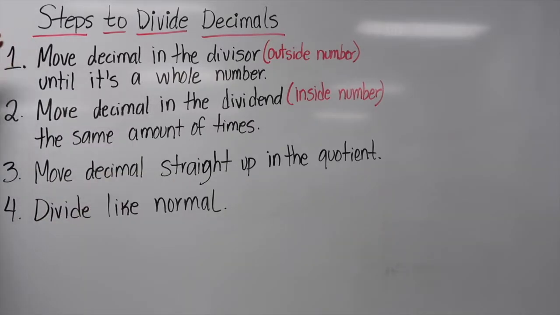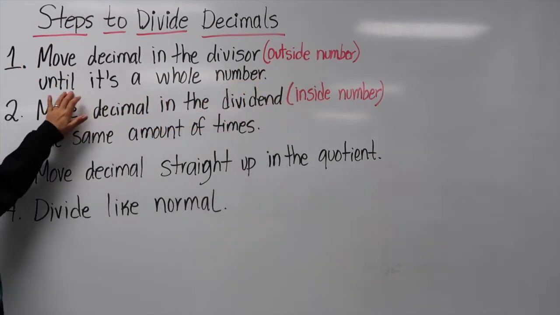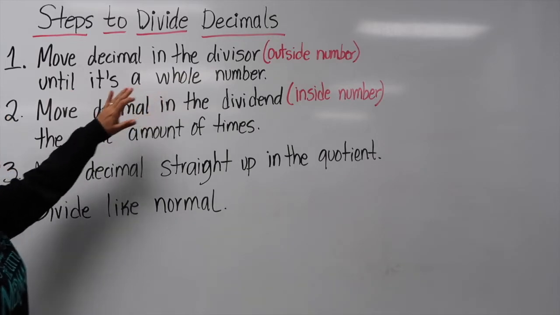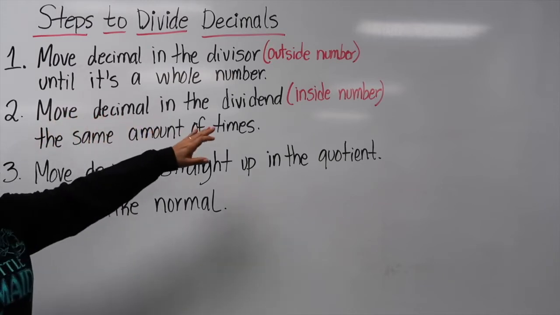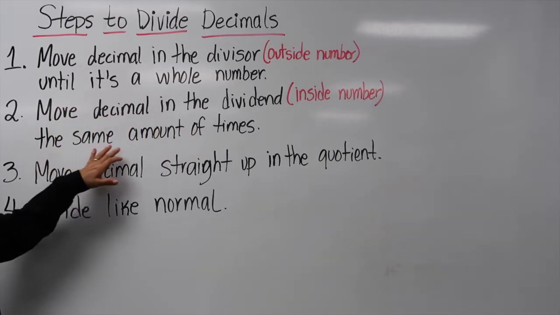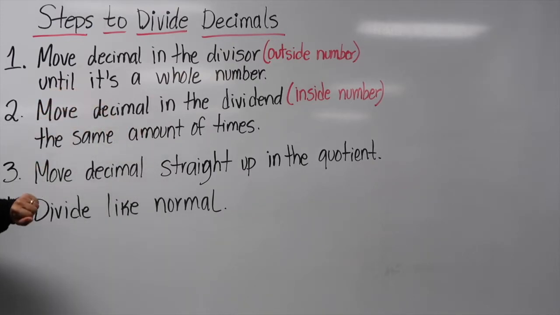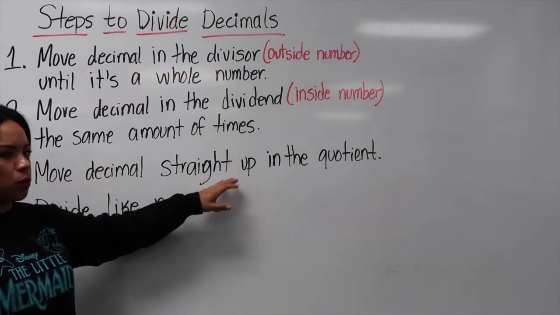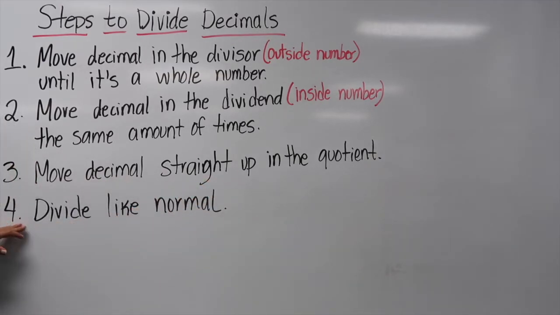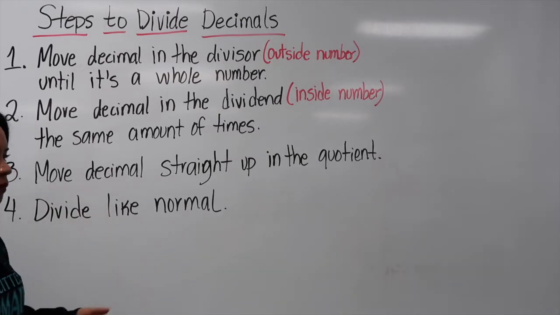Steps to divide decimals. Step 1, move the decimal in the divisor, meaning the outside number, until it's a whole number. Step 2, move the decimal in the dividend, that means the inside number, the same amount of times that you moved it in the divisor. Step 3, move the decimal straight up in the quotient. Step 4, divide like normal. So let me give you an example.